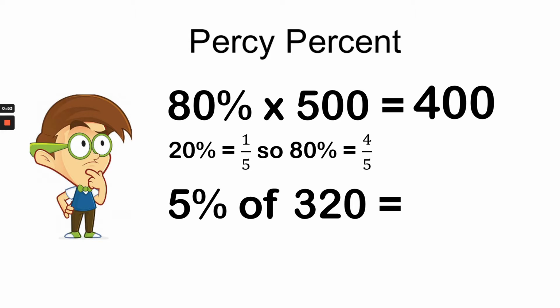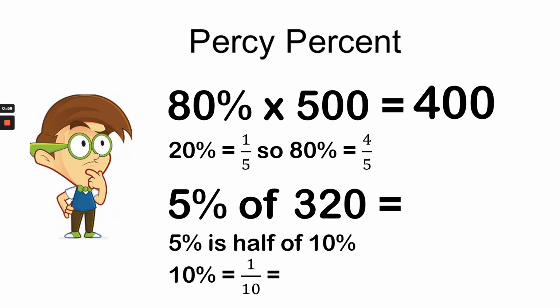Alright, we're moving on to 5% of 320. Percy's going to use the fact that 5% is half of 10%, and we can find 10% by finding a tenth. 1/10 of 320 is 32. Now that we've got a tenth, or 10%, we can use that to find 5%. 5% is half of 10%, so 16 is 5% of 320. Great work on that one, Year 6.